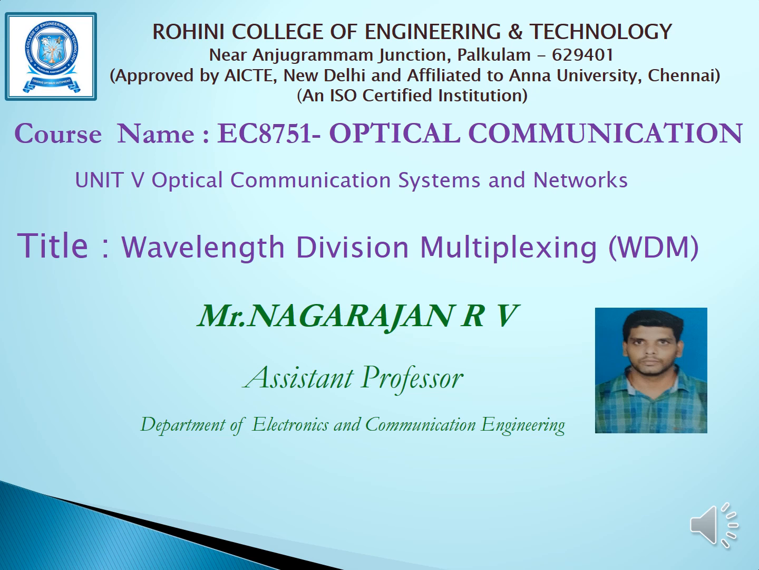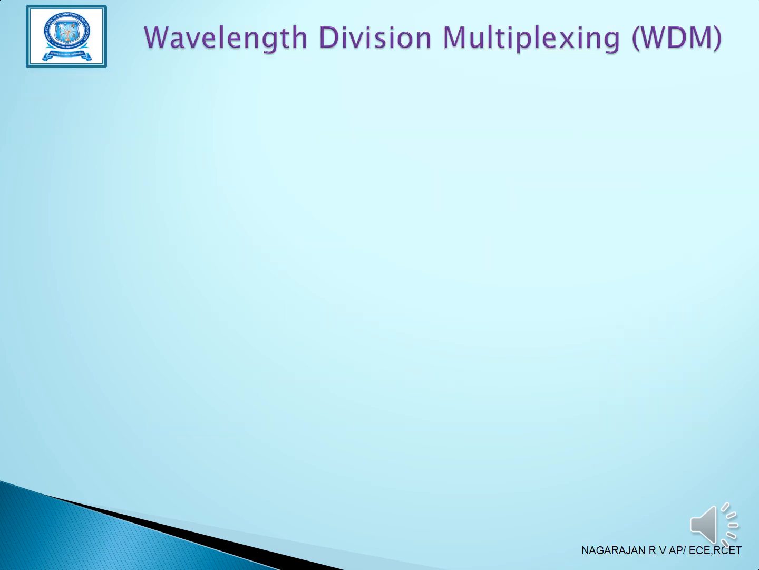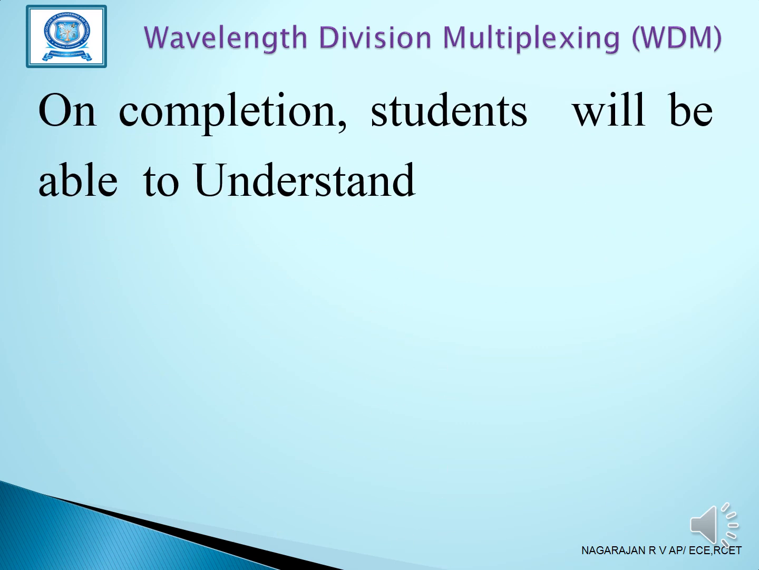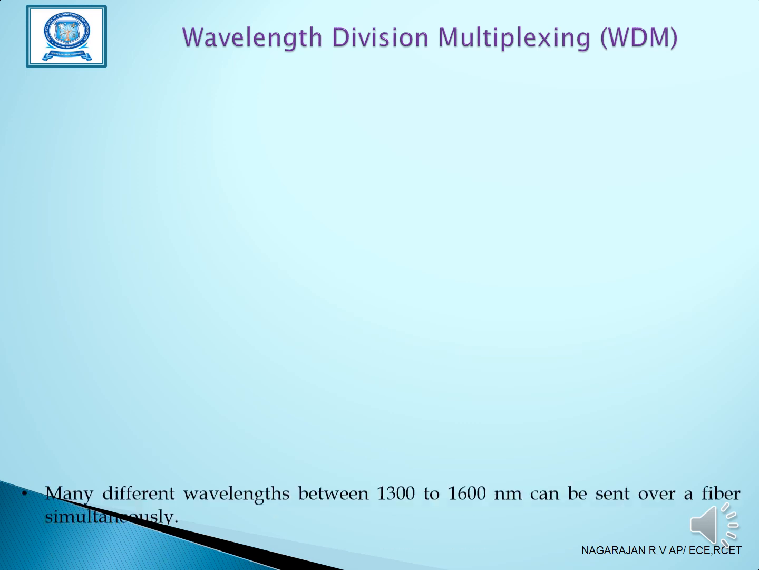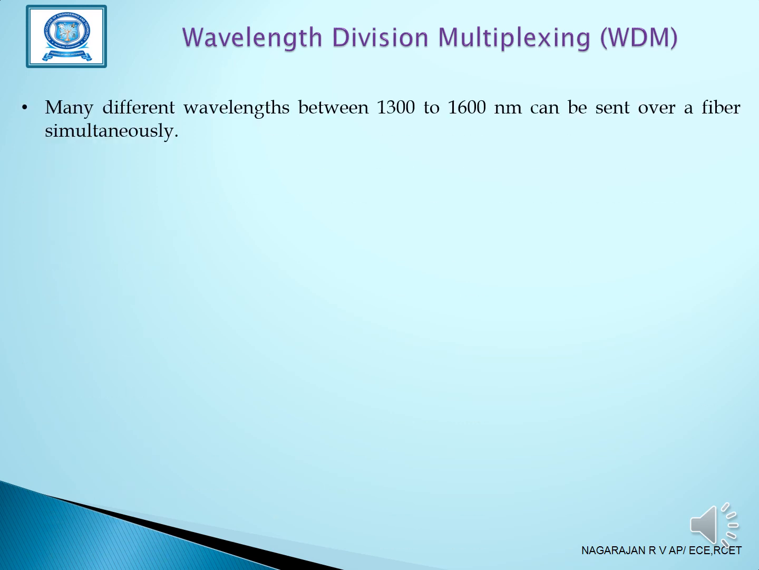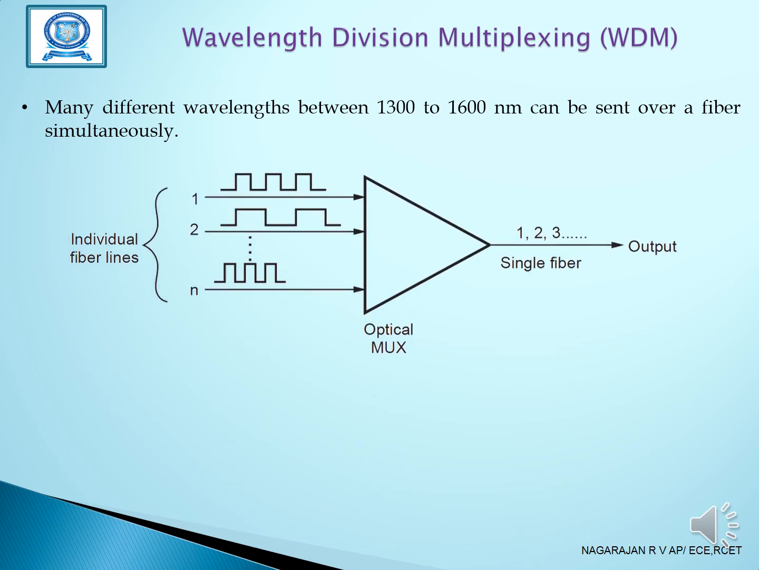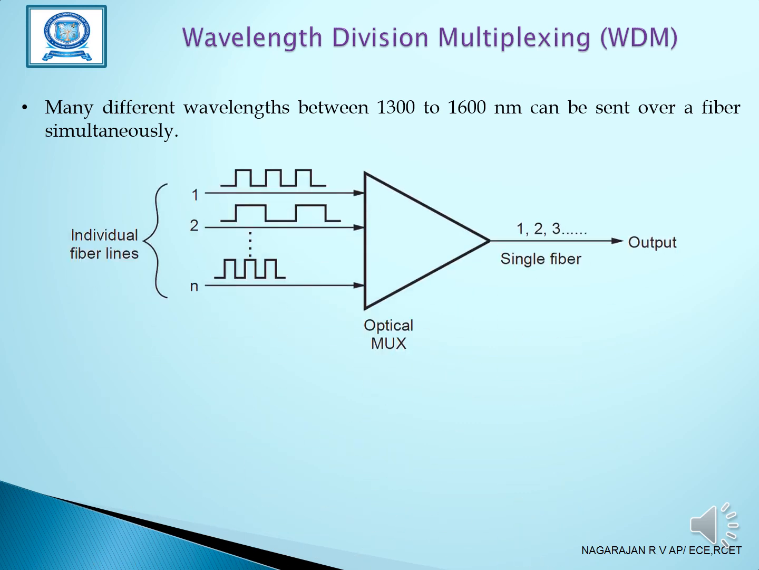In this video, we will see about wavelength division multiplexing from optical communication. After completion of this video, the student will be able to understand wavelength division multiplexing. Many different wavelengths between 1300 and 1600 nanometers can be sent over a fiber simultaneously. It can be considered as individual fiber lines, as shown in the figure.